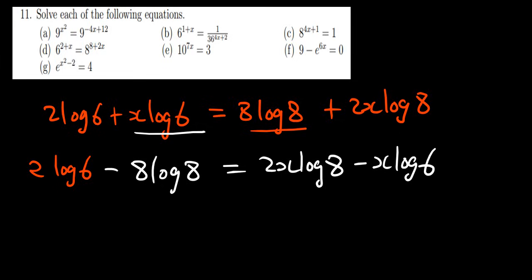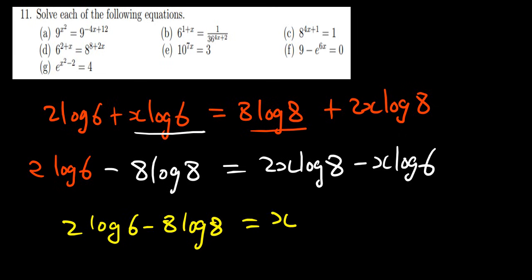From here, what are we going to have? On the left hand side we can still have 2 log 6 minus 8 log 8. This will equal, and on the right hand side we can factorize the x, because we want to find that x. So we remain with 2 log 8 minus log 6.